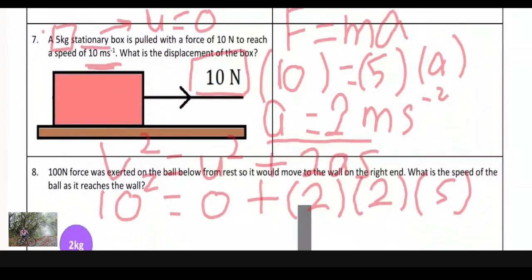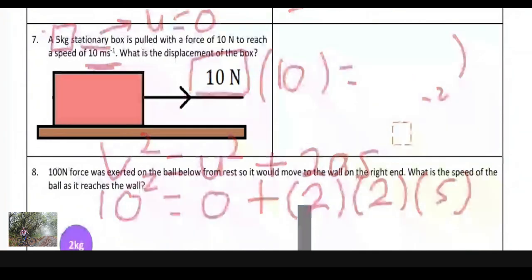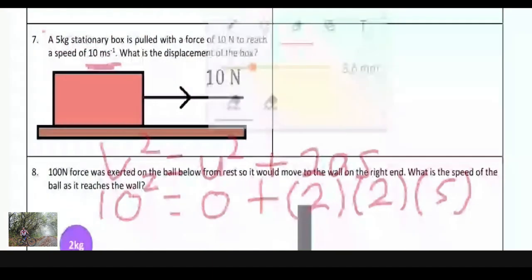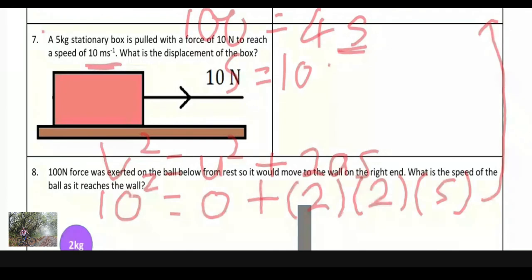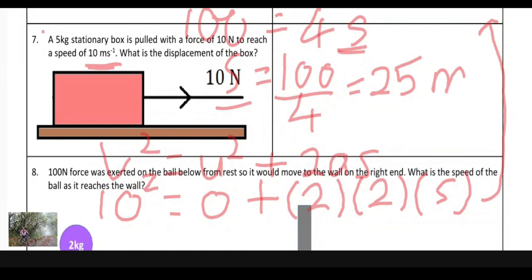So we erase the top part. 10 meter, you square and get 100. Here you get 4S. Now we want to find the value for S. S is the symbol for displacement, not second. So S equals 100 over 4, so you get 25 what? The SI unit for displacement is meter.